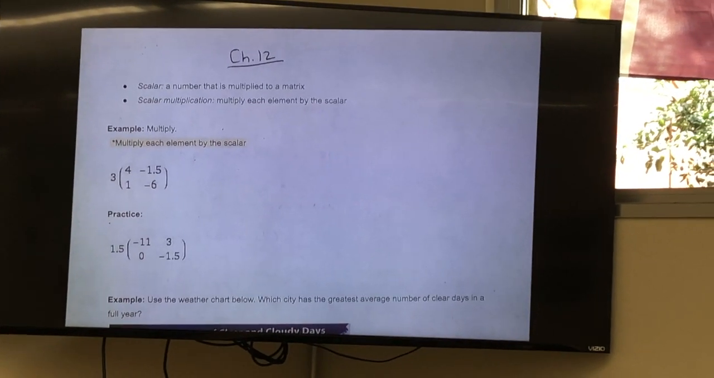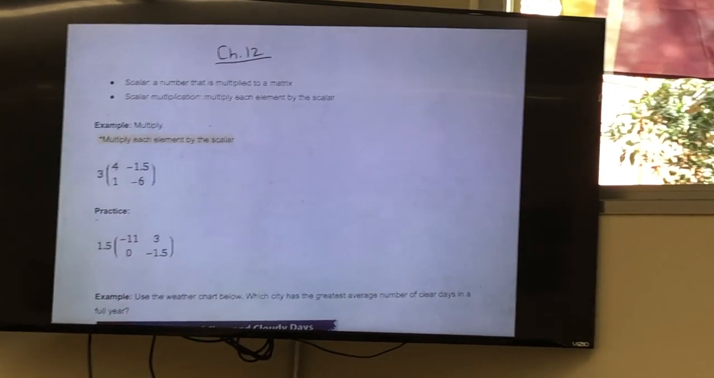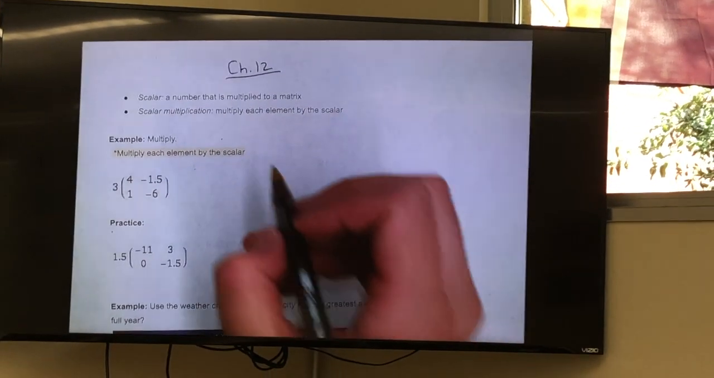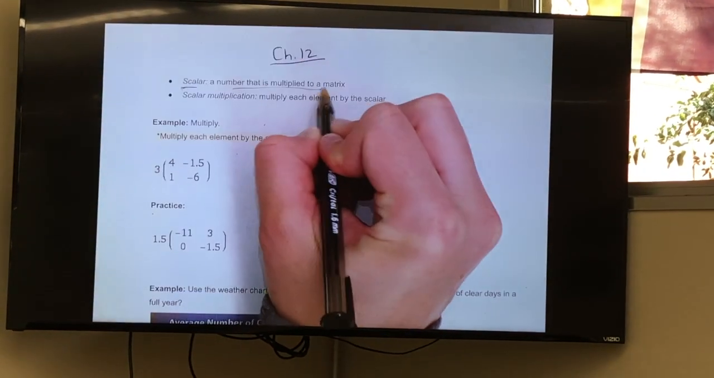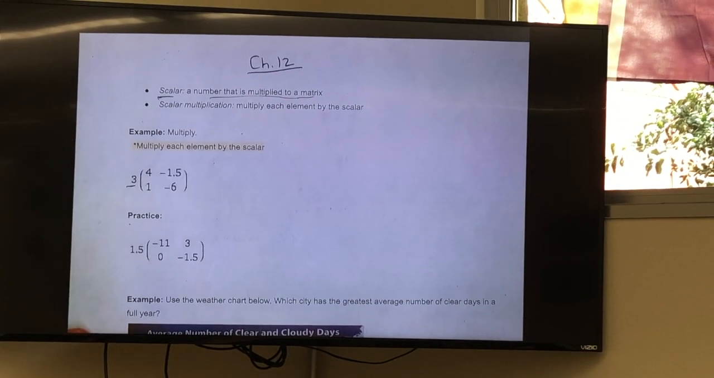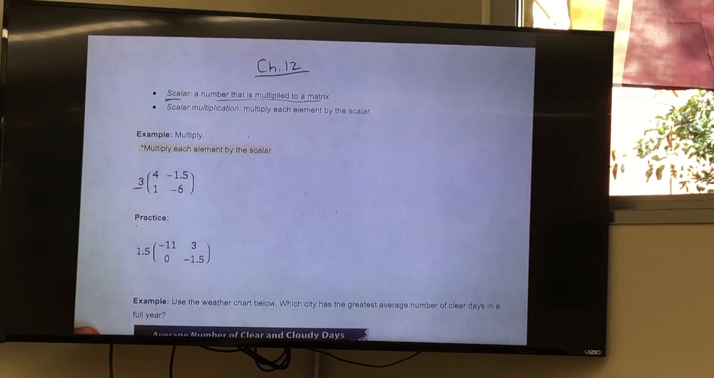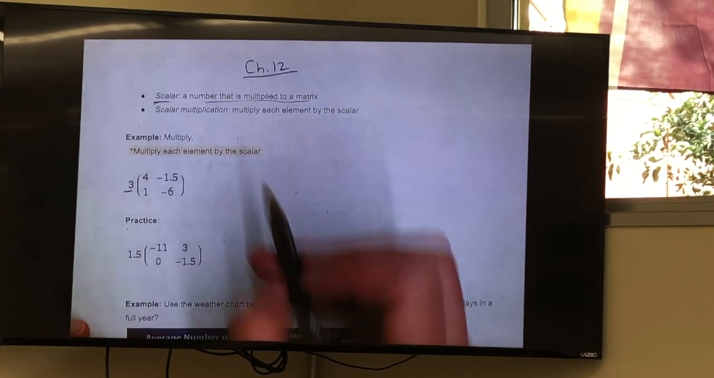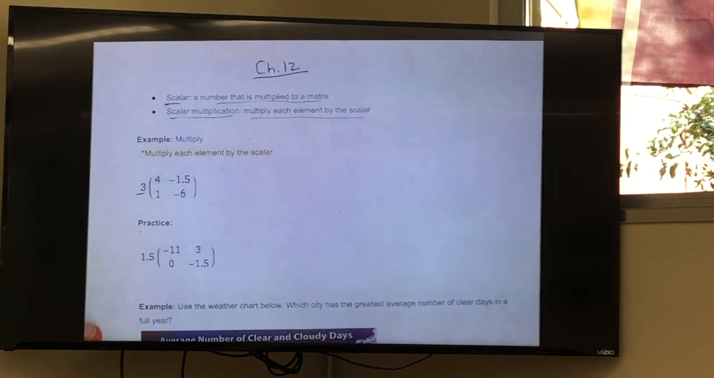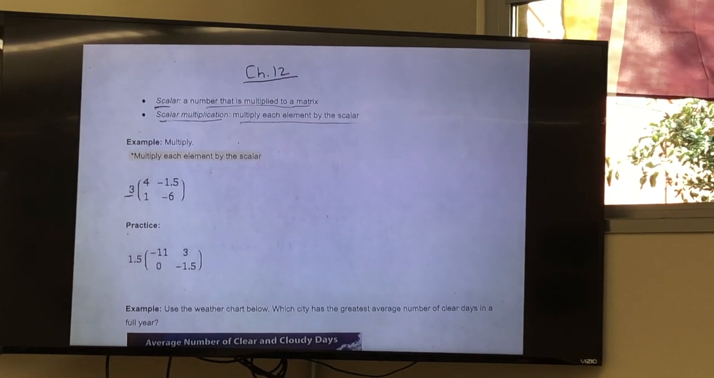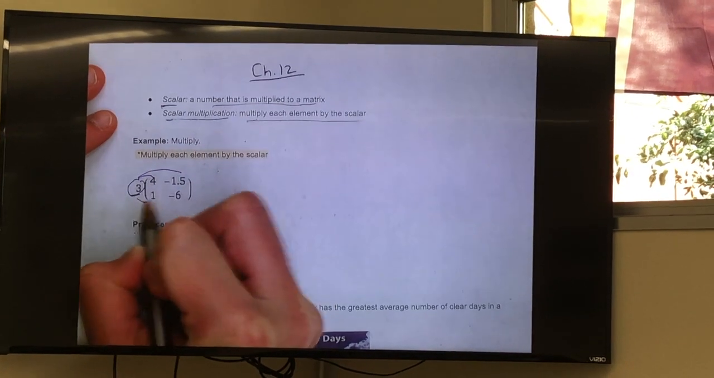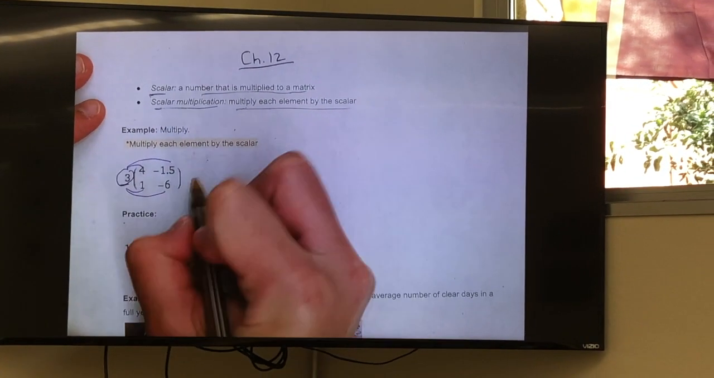All right, the other thing we're going to do today is multiplying a scalar into a matrix. What is a scalar? It's just a number that is multiplied to a matrix. So this 3 right here is called a scalar multiplied into the matrix. All you're going to do for scalar multiplication is multiply each element by the scalar. So I'm going to take my 3 and multiply it to each of the elements.